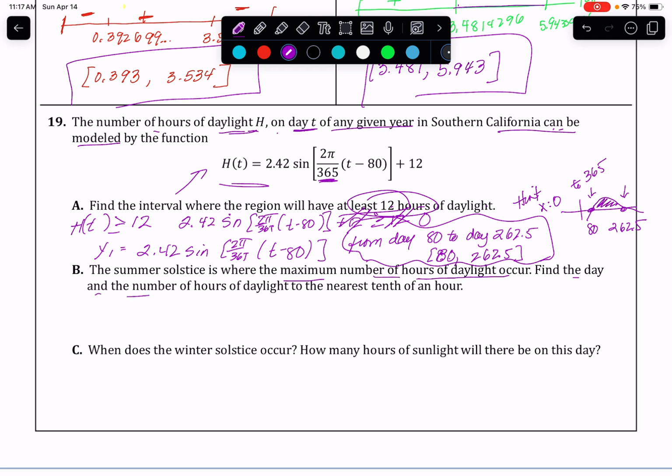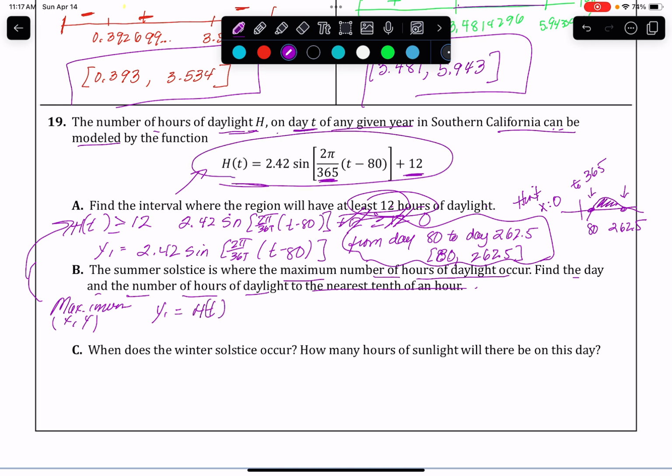Find the day and the number of hours of daylight to the nearest tenth of an hour. Okay, so now we need to find the maximum, right, from our graphing calculator. And we need the x and y values. Now, our graphing calculator does not hold h of t. Remember, we set it greater than or equal to 0. We subtracted out the 12, right? So watch out. You've got to put h of t exactly in. So y1 would be h of t, the full function h of t.